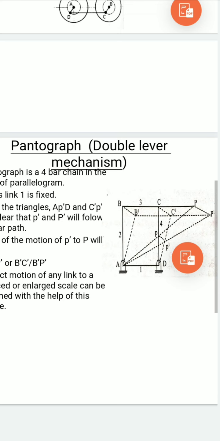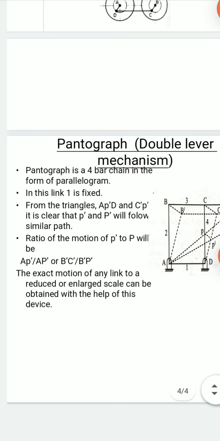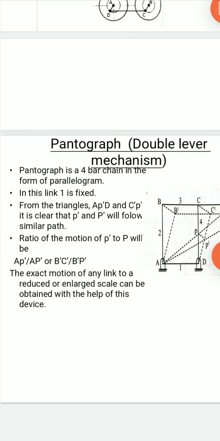You know that whenever we want to sketch any diagram to an enlarged scale, as you might have studied in AMD or CED, whenever you want to draw any object to a bigger size, to a higher scale, this type of mechanism is used. So this is what we call a pantograph mechanism, right? Here the ratio of the motion P dash to capital P will be, as it is written here, A P dash by A capital P dash, or B dash C dash divided by B dash P dash. You can see in the sketch.